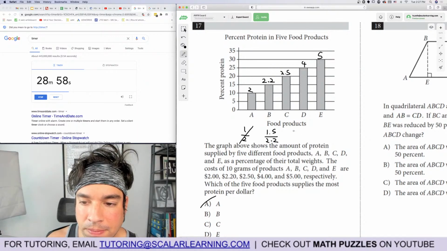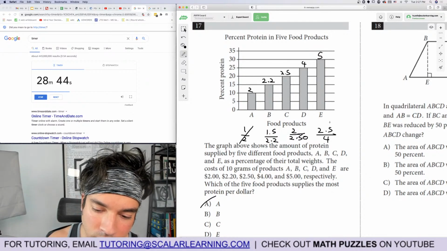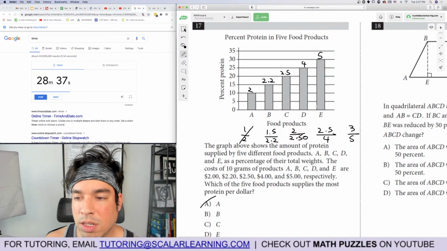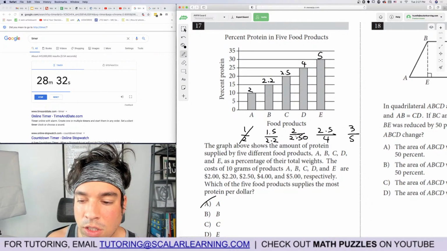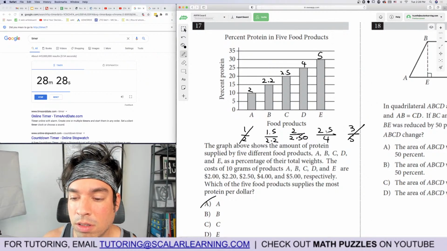This would be 2 grams of protein for $2.50. This would be 2.5 grams for $4. And this would be 3 for $5. Okay. Because it's 10%, it's 30, it's 3. So this is 0.6. I know this is 0.8. So this is out. This is only 5.